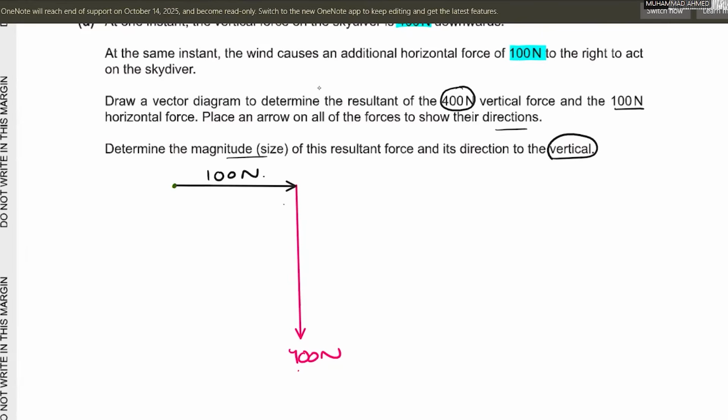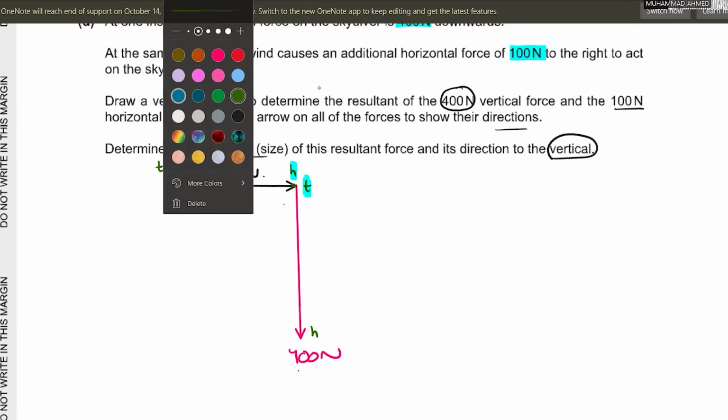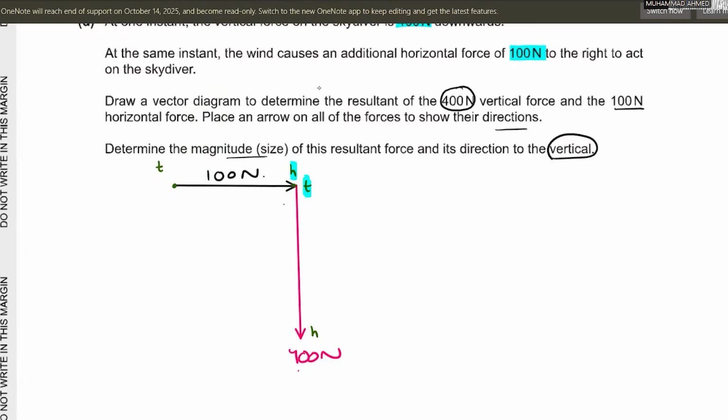Can you mark the head and tail of these vectors? Yes, this is the tail. This is the head. This is the tail. This is the head. Can you see the head to tail rule is being satisfied? Can you see the head of one vector is connected to the tail of another vector? If the head to tail rule is being satisfied, can you mark the resultant vector? Yes, the resultant vector goes from the tail towards the head. This is your resultant vector.